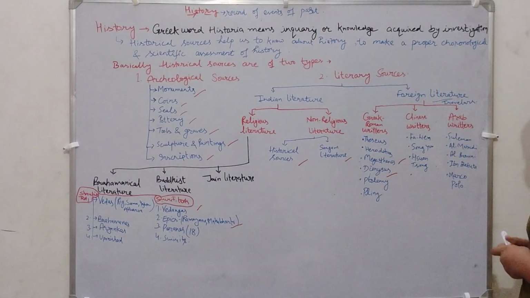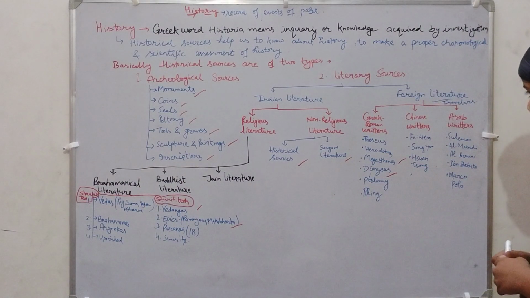Then the foreign literature, which is written by travelers during their travel. Greek and Roman writers: Ctesias, Herodotus, Megasthenes, Dionysius, Pliny. These Greek and Roman writers mostly wrote about the knowledge, practices, culture and tradition of the people during their travel by sea.